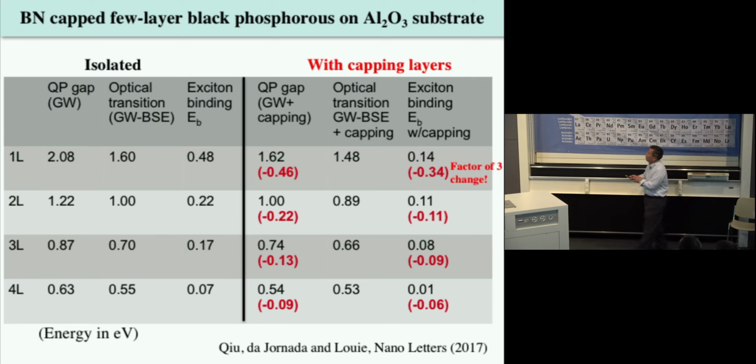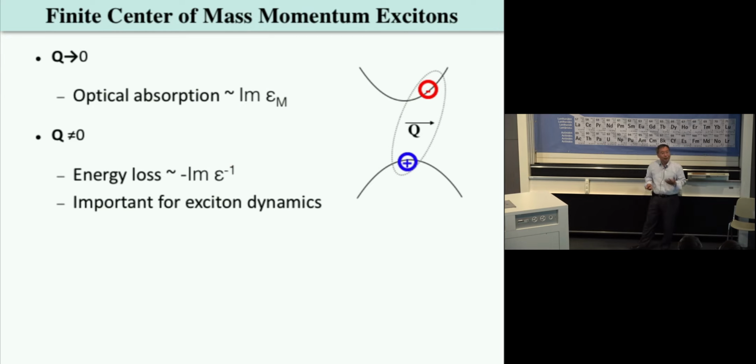What you see is that the quasi-particle gap, the band gap, in fact is renormalized by almost half an electron volt, just by being on top of a big gap insulator. And the exciton binding energy with the capping changed by a factor of 3. The effects for the thicker layers have a similar trend but are smaller. And this is a very important lesson to learn: when somebody tells you the property of a measured 2D material, you should ask what environment that material is in.